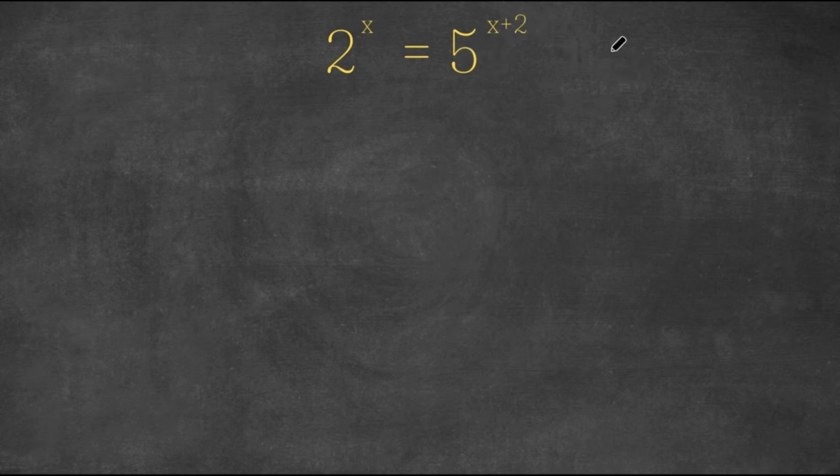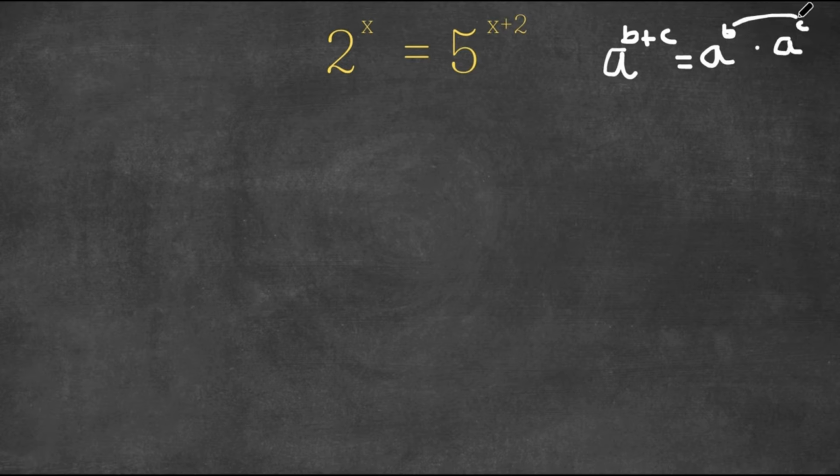And remember, let's say we have a to the power of b plus c. An important property of exponents is that we can change this into a to the power of b times a to the power of c. Because remember, when we're multiplying exponents, we add these two. So all we're doing is simply reversing this. So that's what we're going to do to 5 to the power of x plus 2. We're going to reverse it back to its original form and expand it.